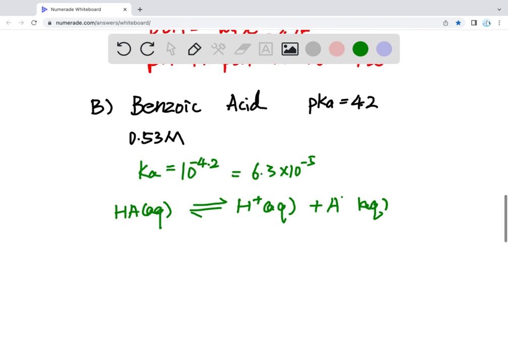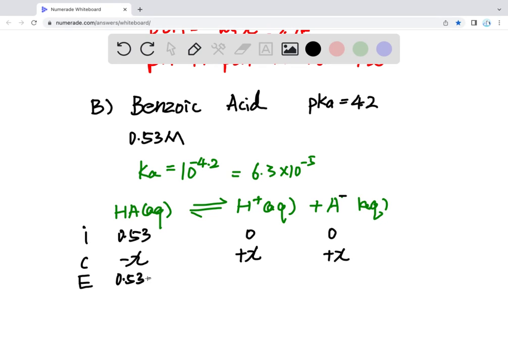So in this case, what we calculate here is draw the ICE table first. It says you have initial 0.53 of the acid. You don't have any proton and A minus, the anions here. And X will be consumed, so it will produce X more proton and X more A minus. In this case, the HA will be 0.53 minus X, and proton is X, and A minus is X.